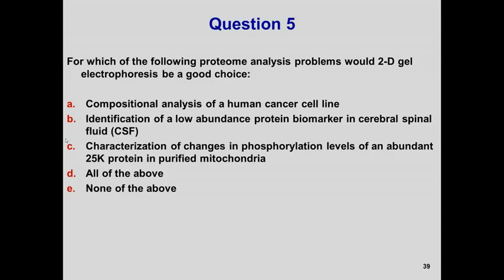Characterization of changes in phosphorylation levels, so an abundant 25K protein in purified mitochondria. By purifying mitochondria, my total proteome is substantially simplified over a cell line. Two-dimensional gel will be able to detect many of the proteins there. A 25K protein that's very abundant should be easy to see, and because phosphorylation will change charge, I should see a charge train or cluster of charges at the same molecular weight. So this would be the best choice.